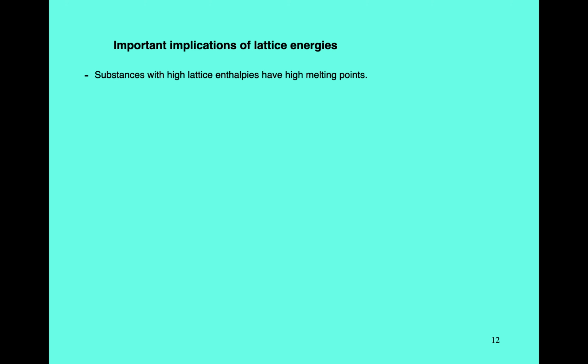Okay, what do lattice enthalpies do? What effects do they have? Well, if you've got a very high lattice enthalpy, you've got a very high melting point. So magnesium oxide had a massive lattice enthalpy, and it's used for lining furnaces because it won't melt until, I think it's about 3000 degrees.